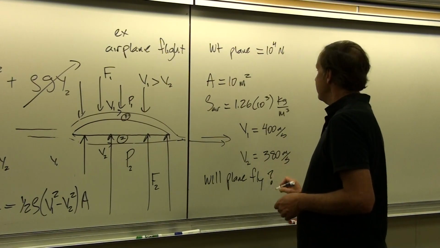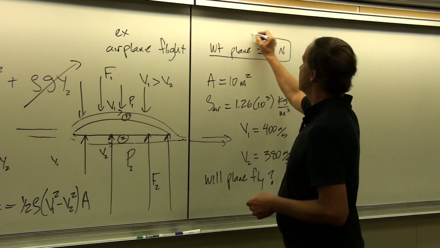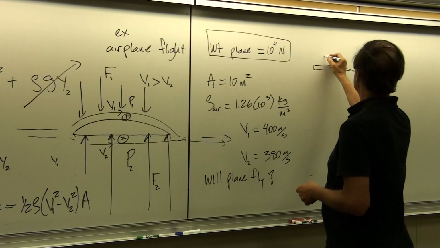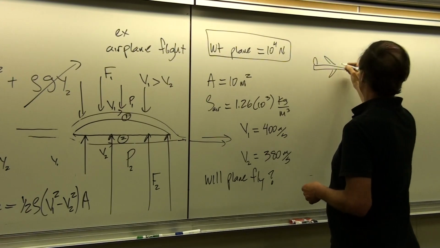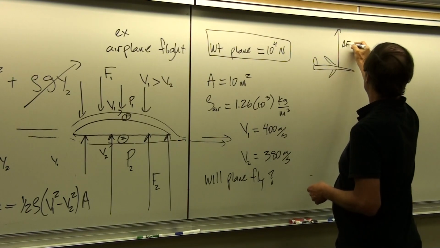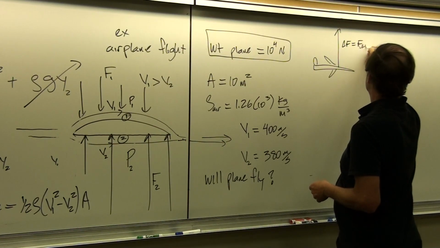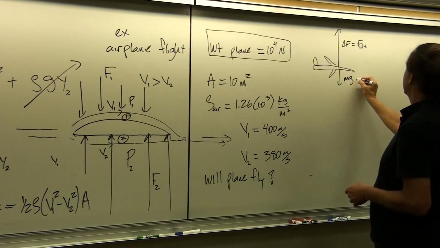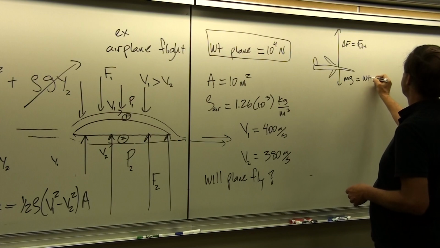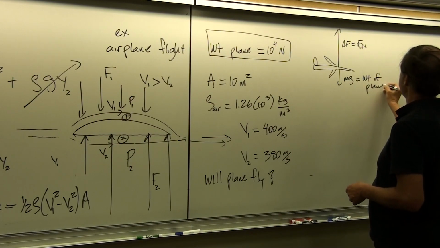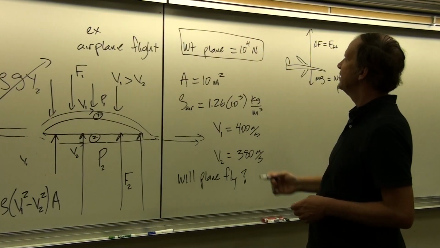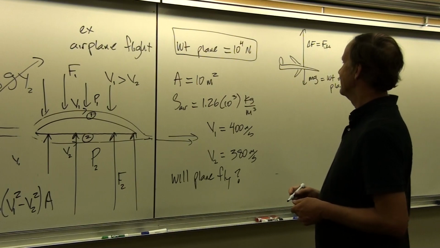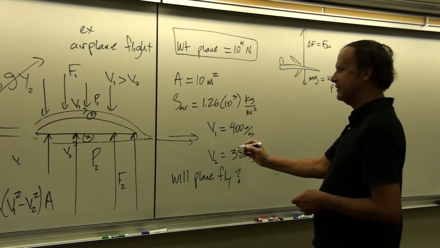Well, to determine whether the plane will fly, it's not just enough to get a positive lift force. We have to realize that the lift force has to be greater than the weight of the plane. So this is delta F, which is equal to F lift. But a necessary and sufficient condition for airplane flight is that F lift is greater than the weight of the plane. So that's what we're going to check here. If the weight of the plane is 10,000 newtons, or about a ton, 2,000 pounds, then let's go ahead and plug in these numbers and see what we get for delta F.